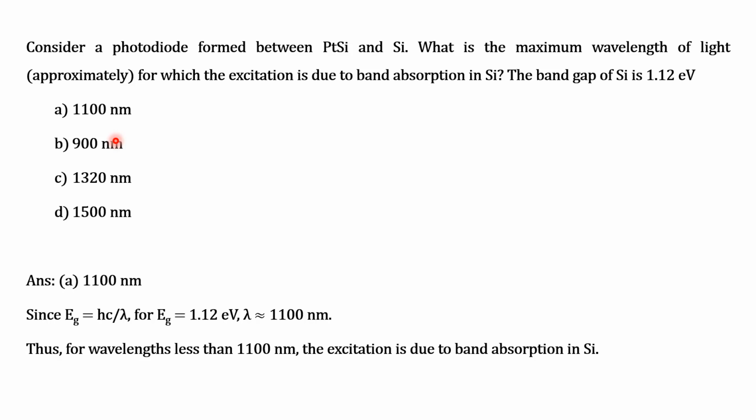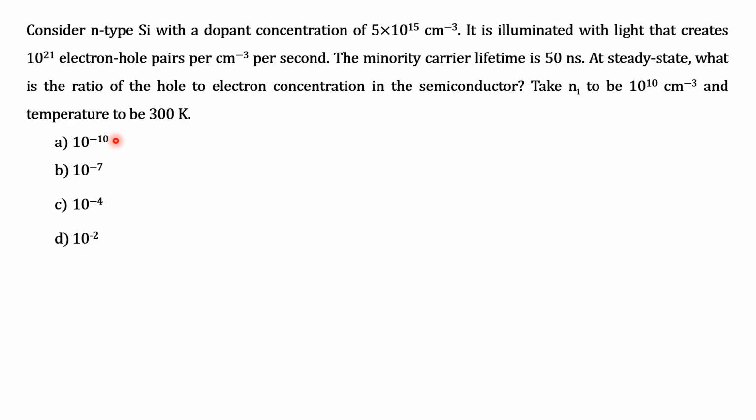So is it clear to all of you? Yes, ma'am. So next is, consider an N-type silicon with a dopant concentration of 5 into 10 power 15. It is illuminated with light that creates 10 power 21 electron hole pairs per centimeter cube. The minority carrier lifetime is 50 nanoseconds, and at steady state, what is the ratio of electron to hole concentration in the semiconductor? Ni, or intrinsic carrier concentration, is 10 power 10 and temperature is 300 Kelvin.